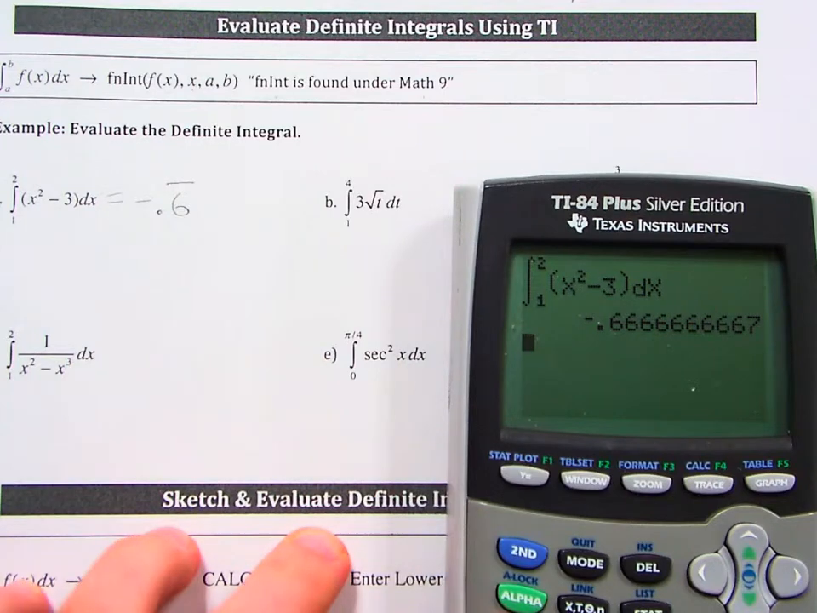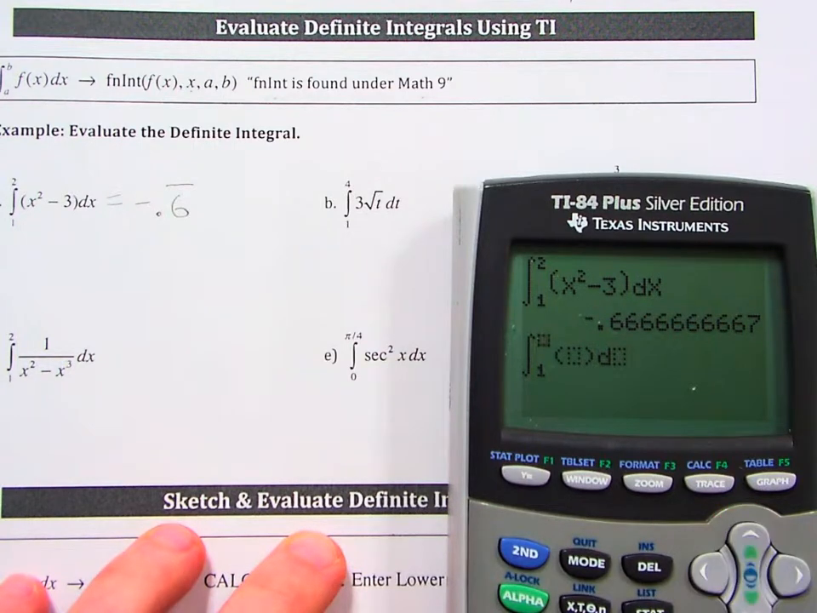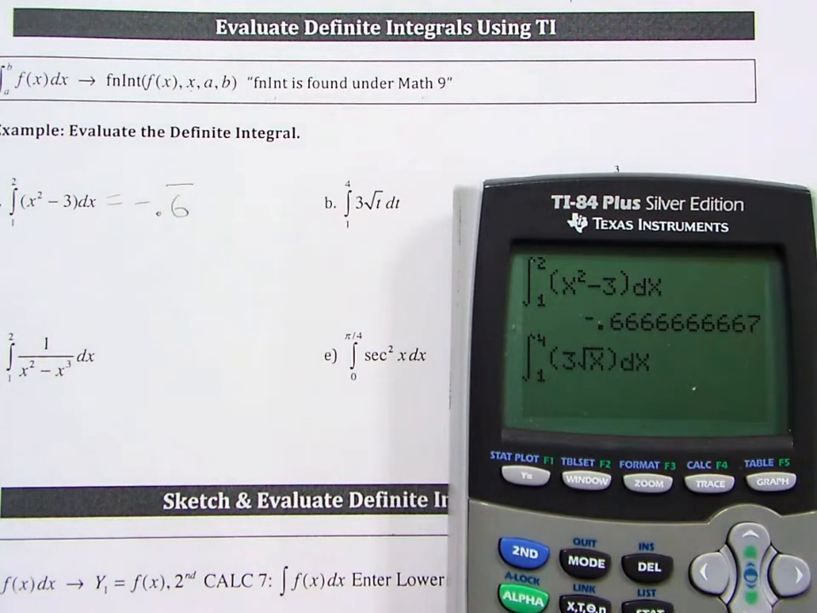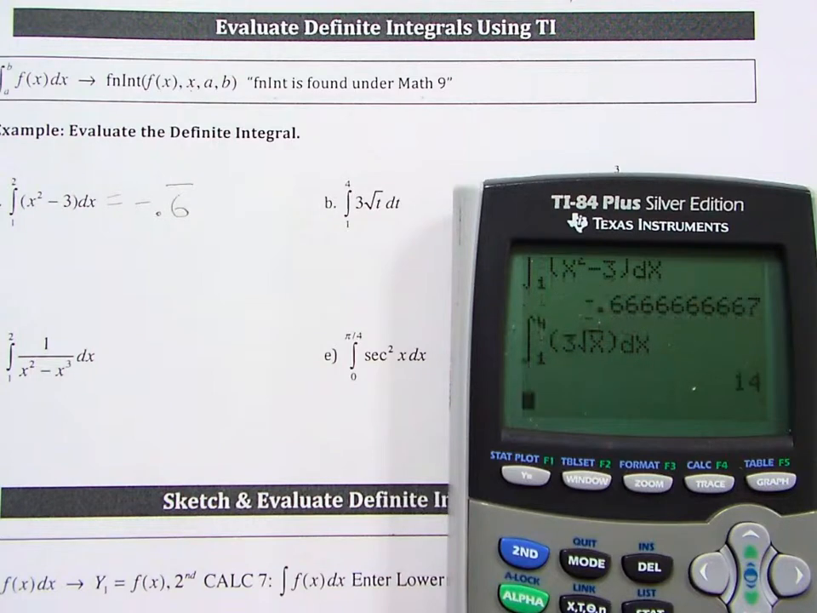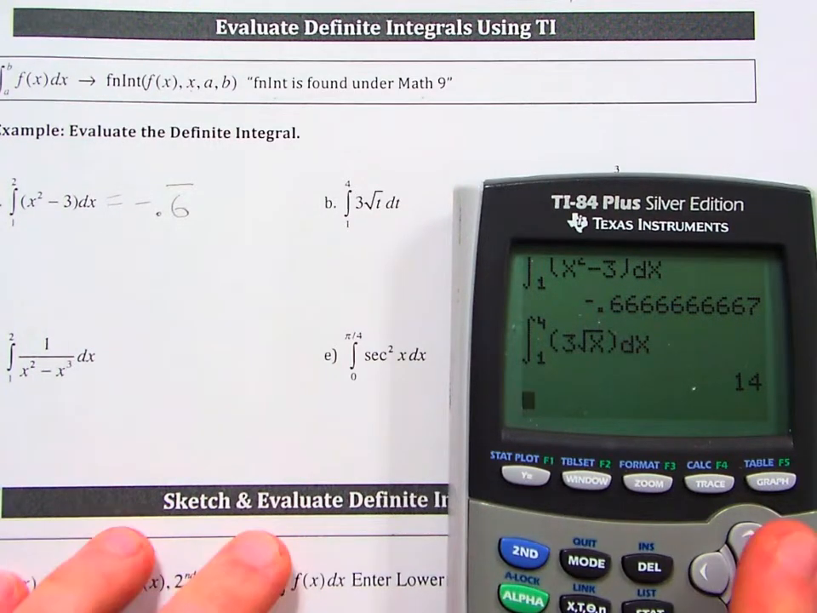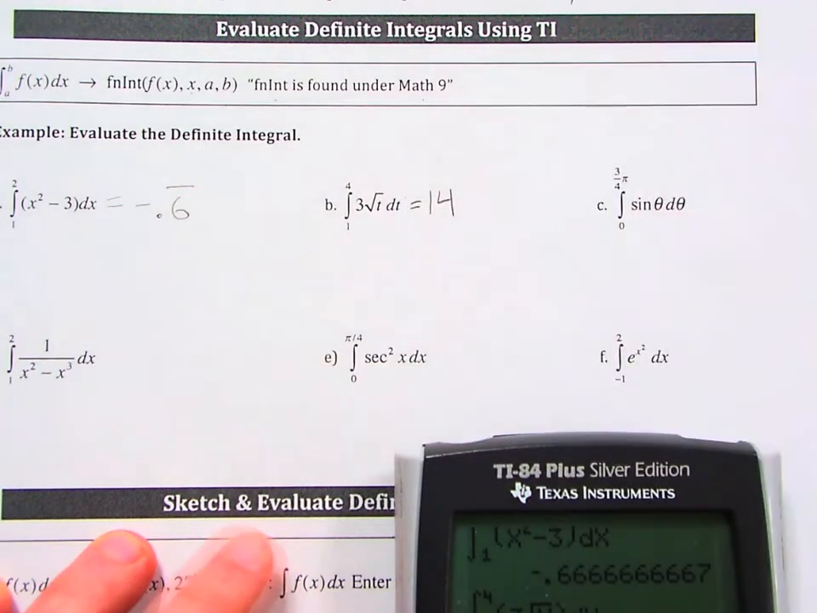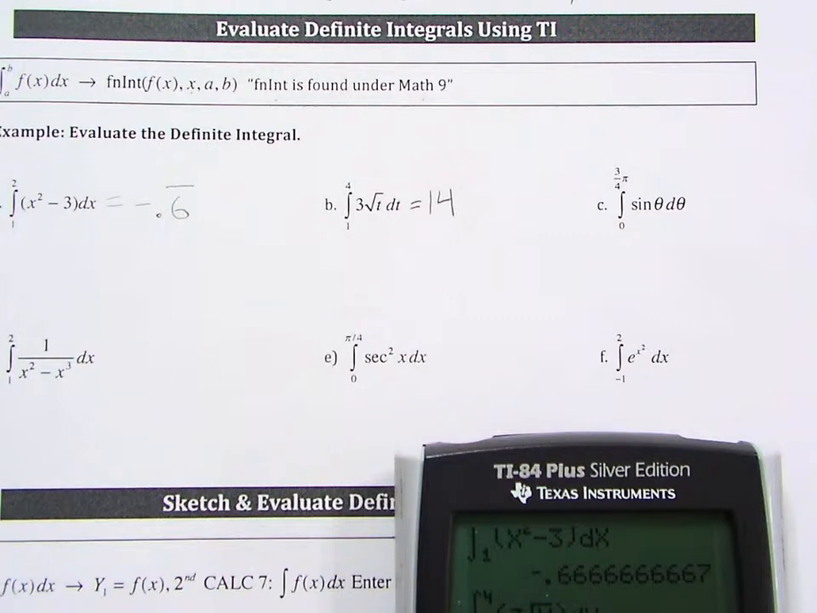Okay, it's math 9. We're going to go from 1 to 4, and the function is 3 square root of x. I'm going to say with respect to x. So even though the problem says t's and dt's, you can just use x and dx, and that'll work just fine. Here we get 14. You can see this is going to be a huge time saver when we're working with these applications.